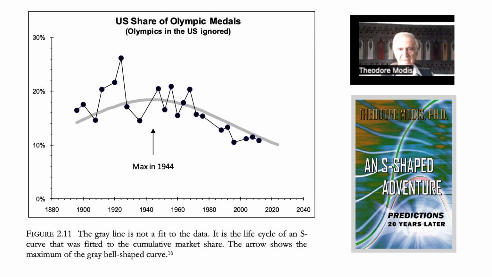And then later on, you use it for Olympic gold medals. And I thought this was, again, fascinating. That was a little tricky because gold medals have the tendency to be awarded to the host country. So I excluded host countries from this data to have it as neutral as possible. But it does show this kind of life cycle type of thing, with a maximum in the mid 40s for American share of Olympic medals, and a decline ever since.